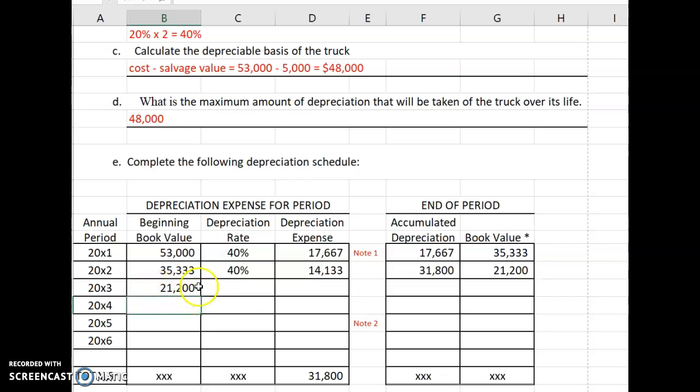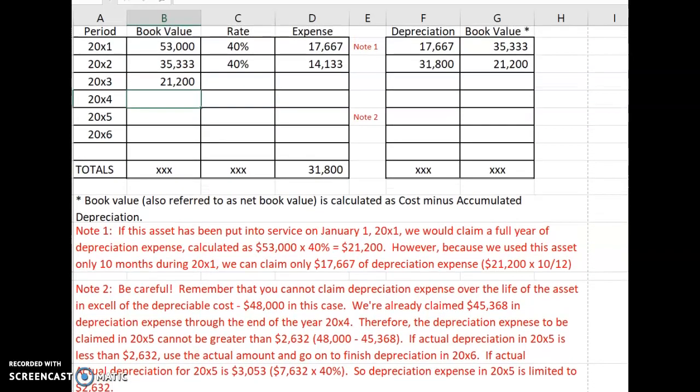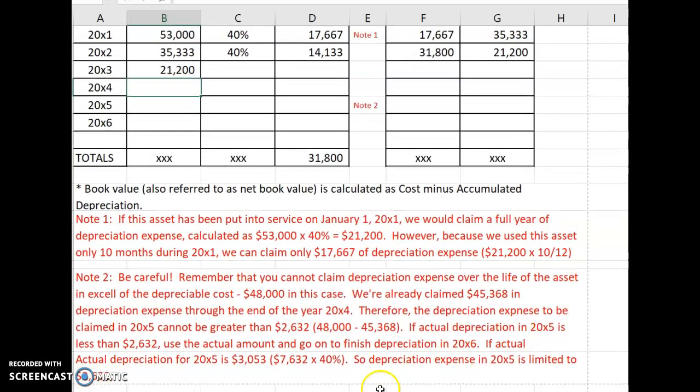So I want you to go ahead and finish this schedule. Pause the video. Let me get it down to the bottom so you can read note 2 as you're doing your work. Finish the schedule, pay particular attention to note 2 in your last year of depreciation expense. And once you finish the schedule, start the video again and check your work.